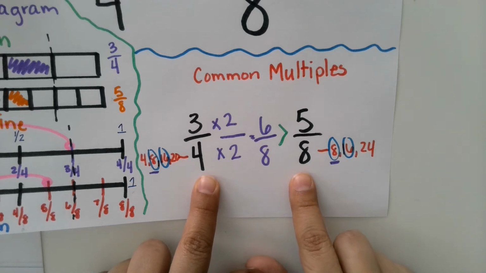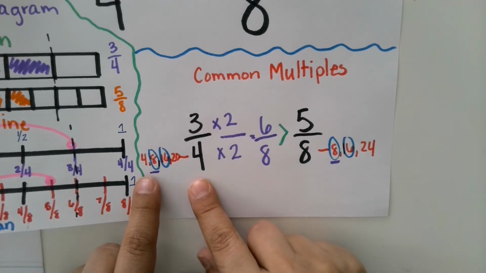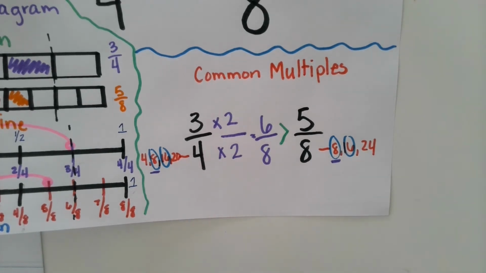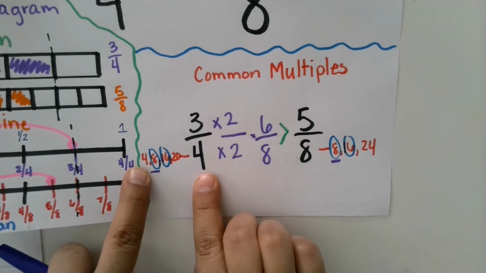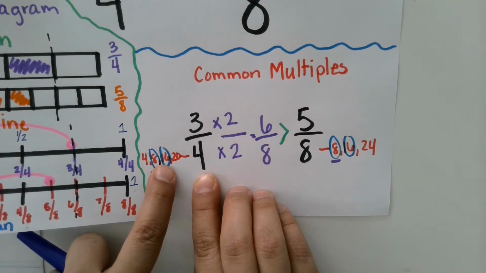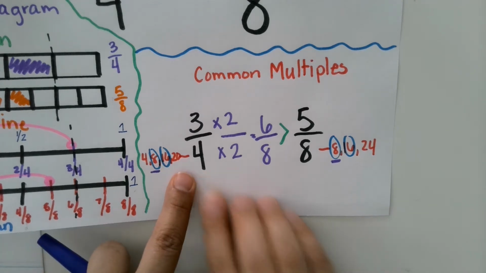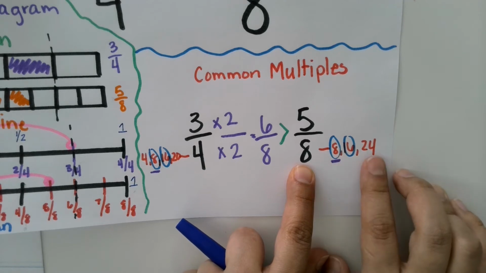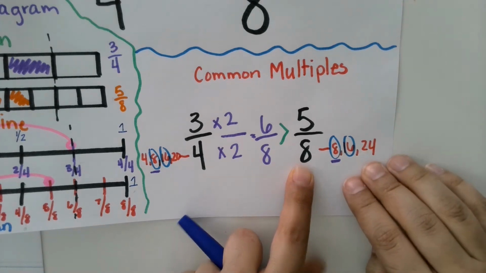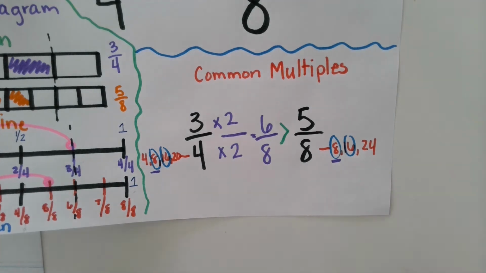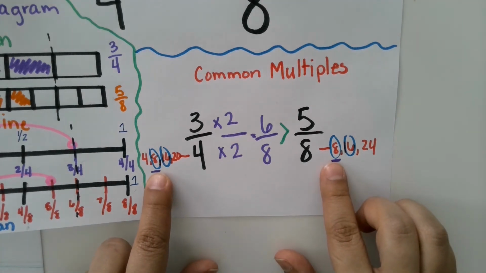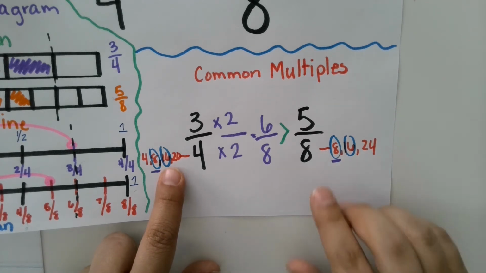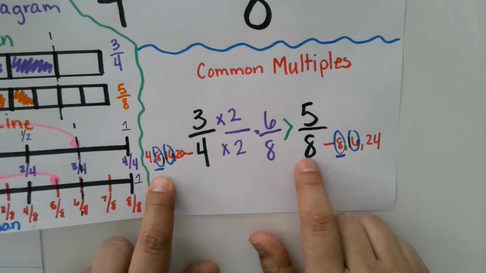Now, luckily for us, when we wrote out the multiples for 4, remember, multiples are what can I multiply 4 by to get a multiple of it. So 4 times 1 is 4, 4 times 2 is 8, 4 times 3 is 12, 4 times 4 is 16, 4 times 5 is 20. I did the same thing with 8. 8 times 1 is 8, 8 times 2 is 16, 8 times 3 is 24. I didn't go any further after that. So when I look at common multiples, I see they both have 8 in common and they both have 16 in common. Well, to make life easier for myself, I chose 8. That way I wouldn't have to change this one.